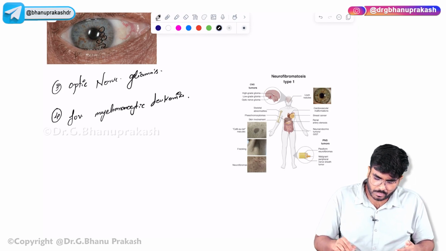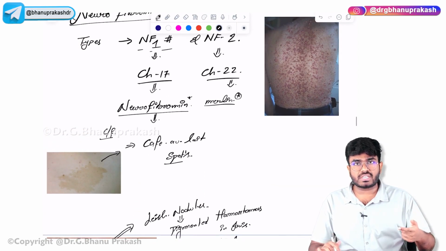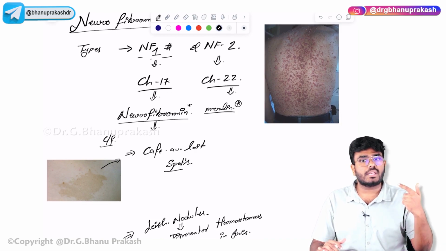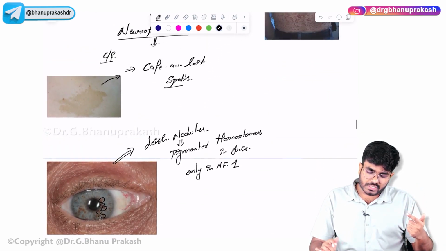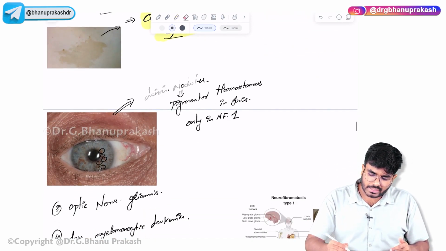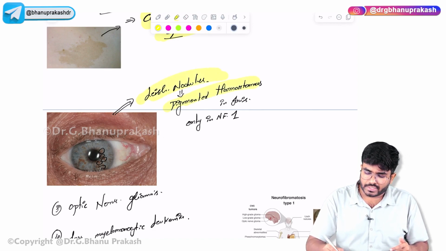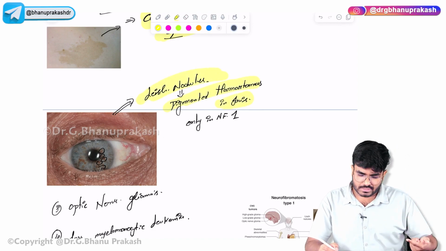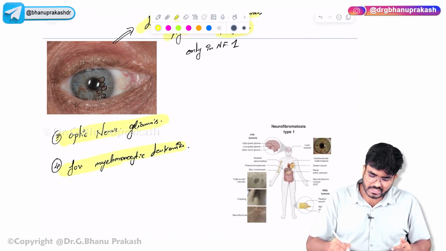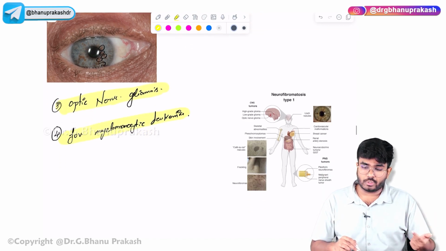So, the points which I want you to know: in the patient who has neurofibromatosis type 1, the NF1 gene is mutated on chromosome number 17, and the protein that's going to be affected is neurofibromin. The patient is going to have café au lait spots, coffee colored spots. In the eye, there are going to be Lisch nodules, which are hyperpigmented hamartomas, and there will be optic nerve involvement. Optic nerve gliomas are going to be seen, as well as juvenile myelomonocytic leukemia.